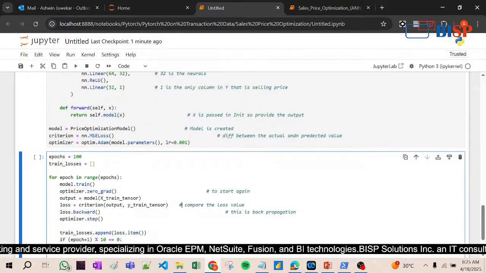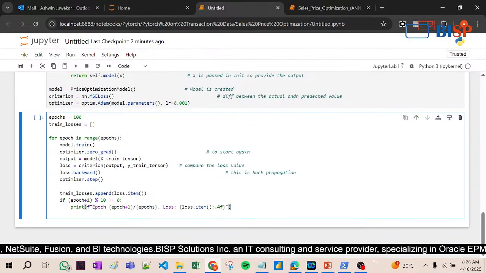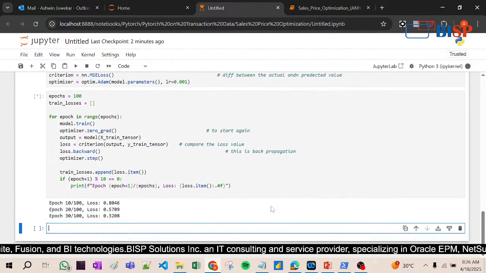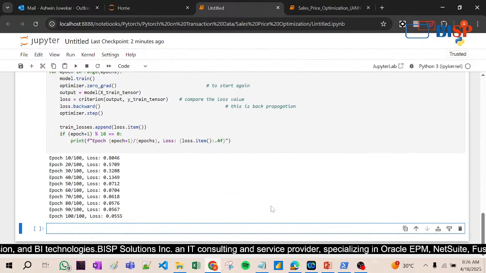Compare the loss value here, output and y_train_tensor. We are comparing the loss values here. Then loss.backward, this is backpropagation also. I have already explained it in our other videos. Then here you see train_loss.append, and now let's run the epochs. Now see here, okay, now you can see each time the loss is decreased. Look at this, we are decreasing the loss, reducing the loss, right?